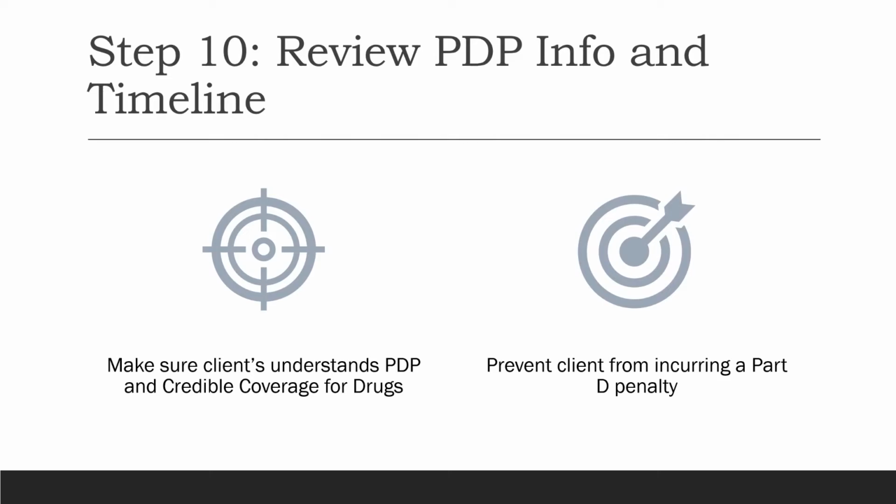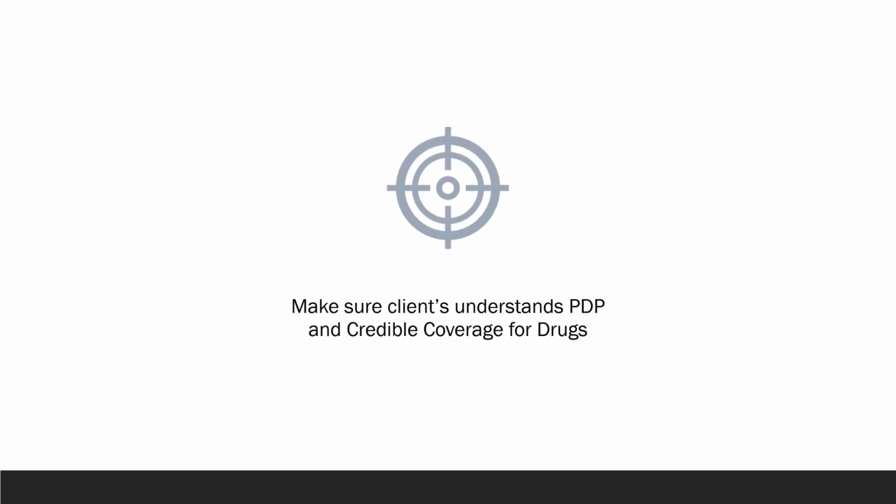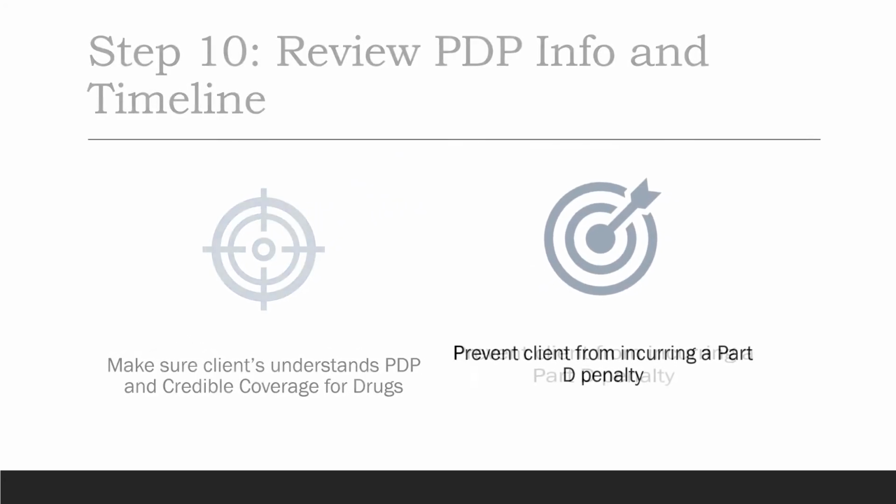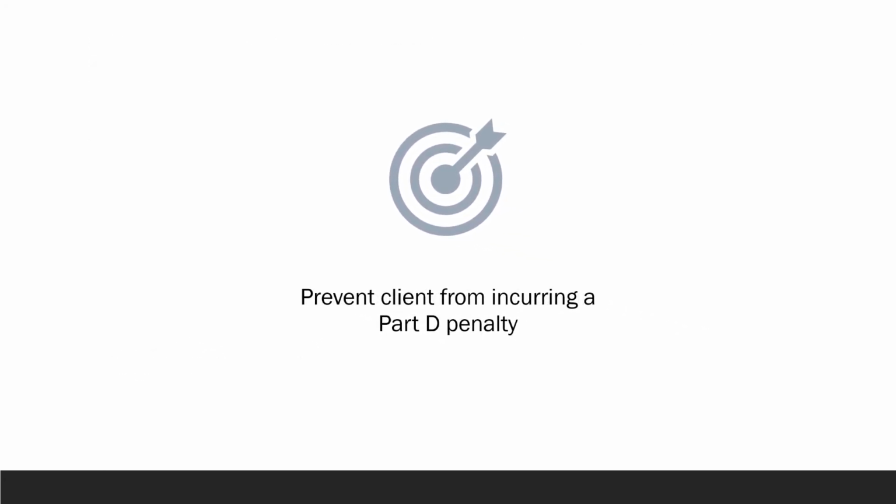Step 10. This is really important. To review the prescription drug plan info and timelines. So make sure they know that this is not prescription drug plan coverage. There's no prescription drug plan coverage with the Medicare supplement plans. They need to get a plan for prescription drug coverage, and they need to prove a credible coverage for drugs if they're retiring from a job. And this is really important because this could have penalties for your client, and they also could have no drug coverage if they don't enroll in one when they're supposed to. This is going to prevent your client from having any kind of Part D penalties.